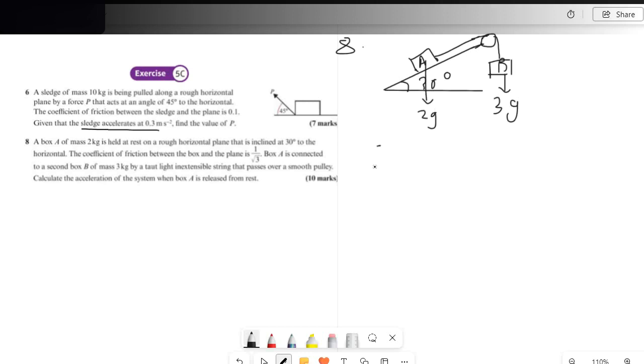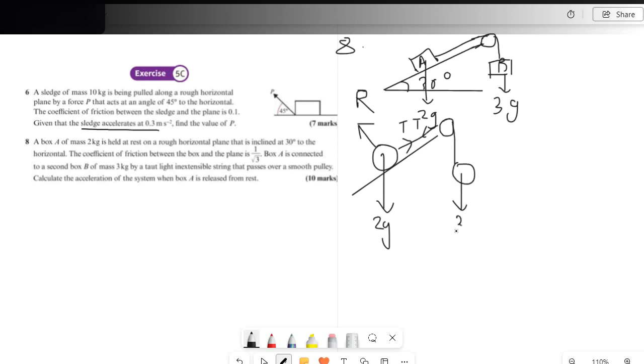Drawing the simplified version, this should be the pulley, and this is A, so this is 2g. This should be a reaction force R, this should be tension, and there should be a tension as well. And connected to the pulley we have B, which has a weight of 3g, similarly having a tension here and a tension here. As we know, B will accelerate downwards, and similarly A will accelerate upwards parallel to the plane.